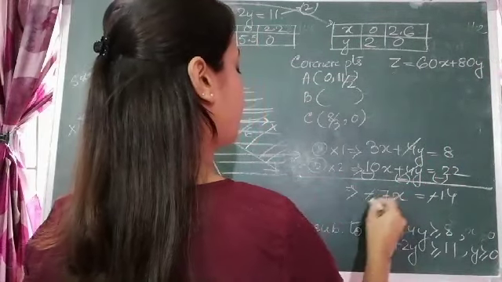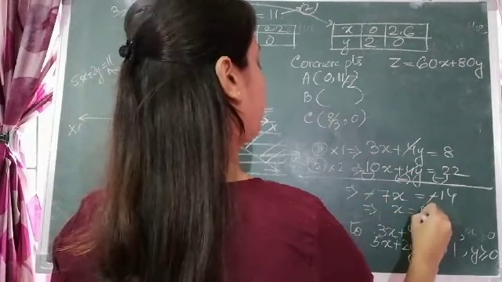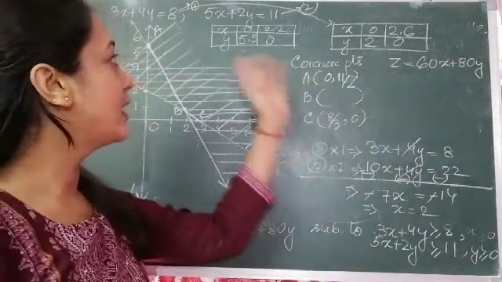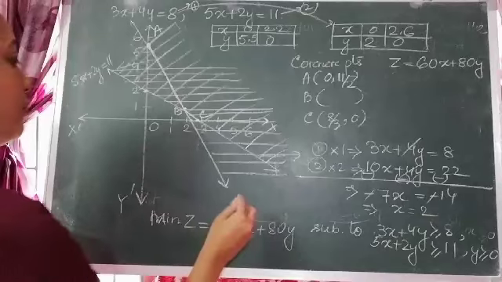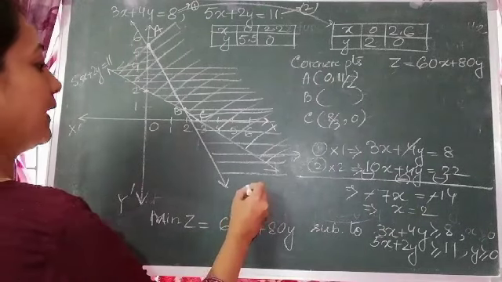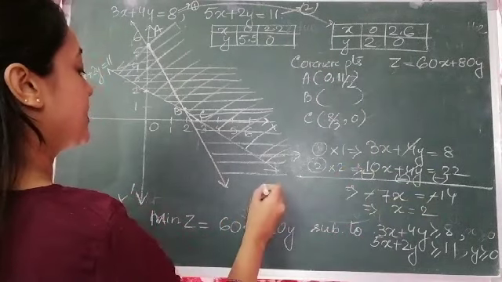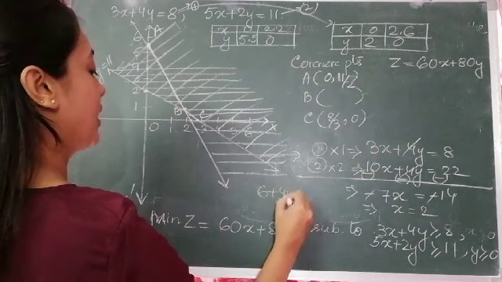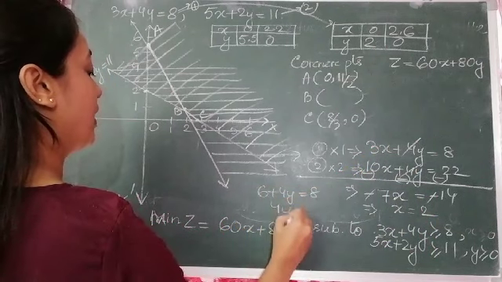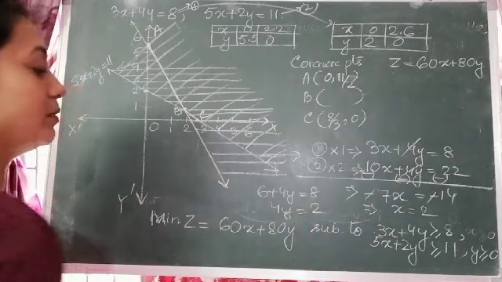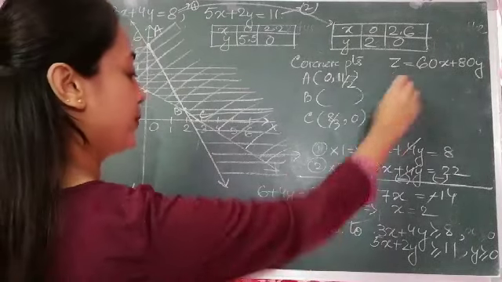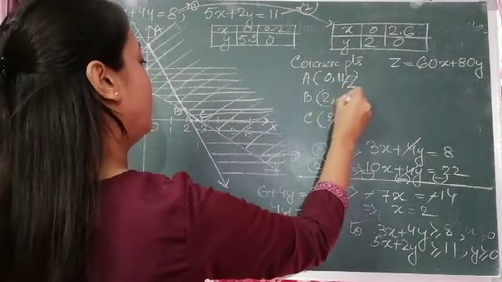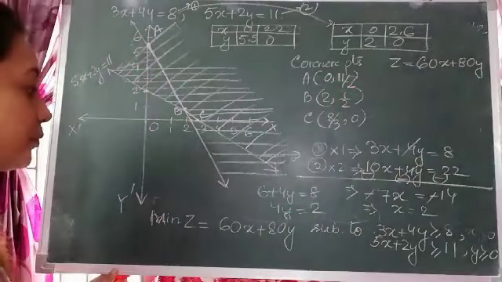Hence the value of x is equal to 2. So put the value of x in any one of the equations. If I substitute in equation 1, then I'll get 3 into 2, that is 6. 6 plus 4y equals 8, and hence 4y is equal to 8 minus 6, that is 2. So y will be equal to how much? 1 by 2. So the coordinate is (2, 1 by 2).